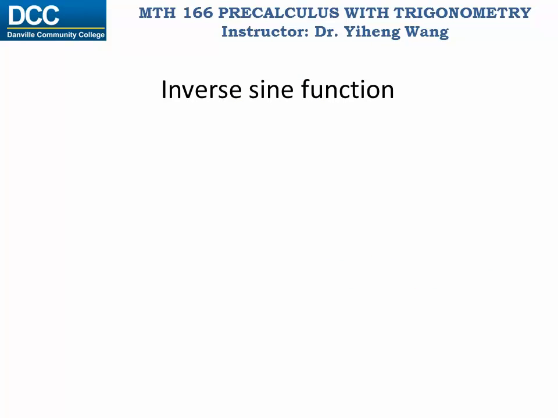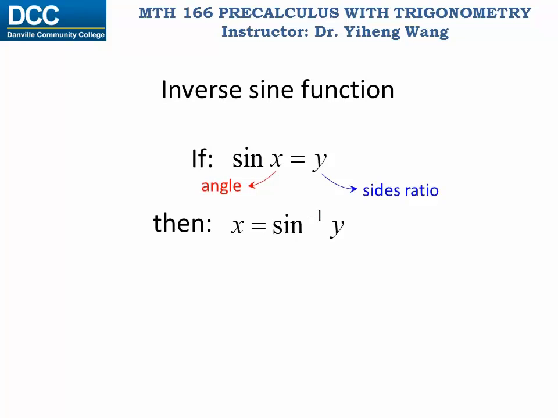If we can find this inverse sine function, then if we know that the sine value for an angle x is y, which is the side ratio, we can use this inverse sine function to solve for our angle x, and that can be very helpful.